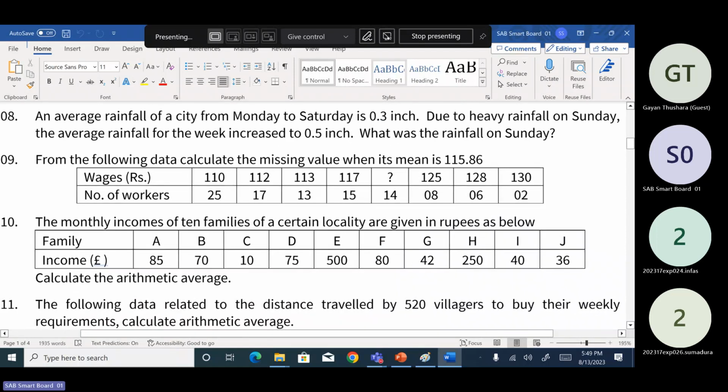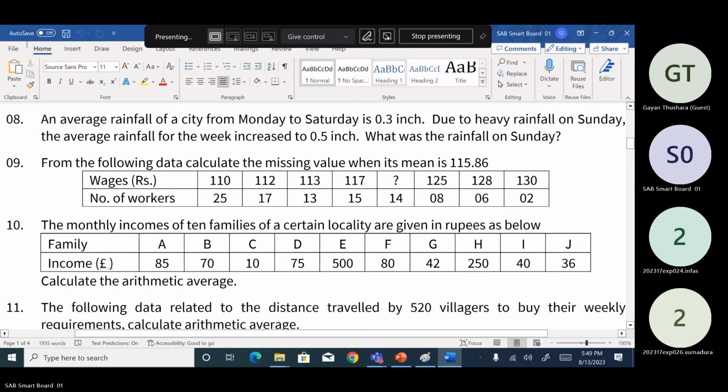So next we'll take question number 8. Question number 8 says the average rainfall of a city from Monday to Saturday is 0.3 inches. Due to heavy rainfall on Sunday, the average rainfall for the week increased to 0.5 inches. What was the rainfall on Sunday? So Monday to Saturday, average rainfall given. Monday to Sunday, average rainfall given. They are asking us what was the rainfall on Sunday.